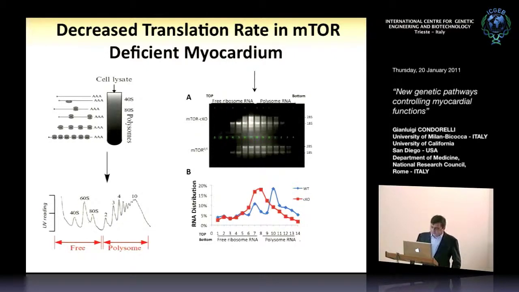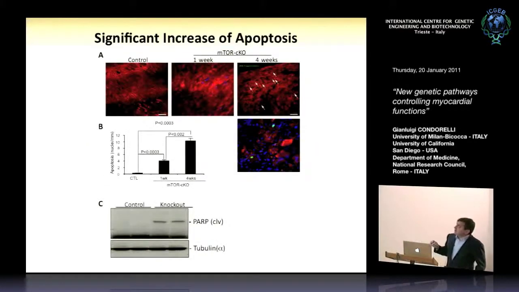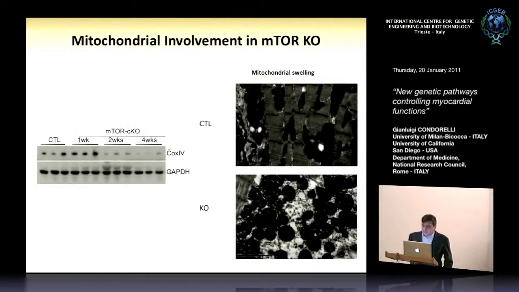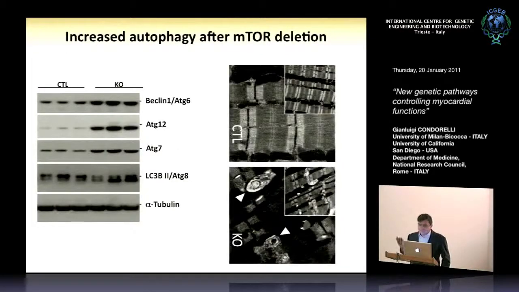in situations of hypertrophy. And we found that there was very significant apoptosis, responsible for heart failure, that increased significantly in these hearts. Also, some electron microscopy slides show that mitochondria are not in great shape in these knockouts. And there is autophagy, okay? Because mTOR is a critical molecule for preventing autophagy. Without mTOR, there is an increase in autophagic genes and also these figures that are typical of autophagy.